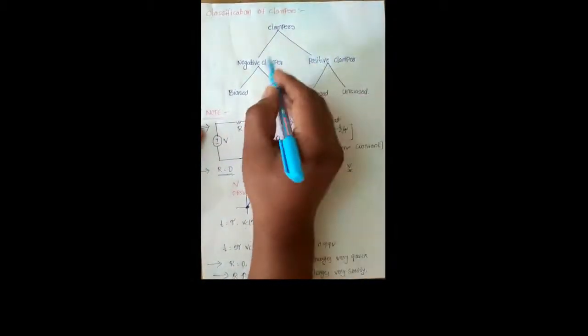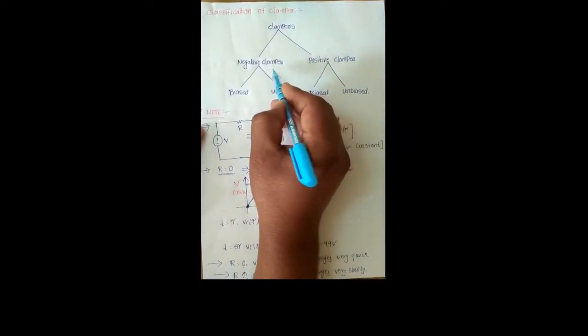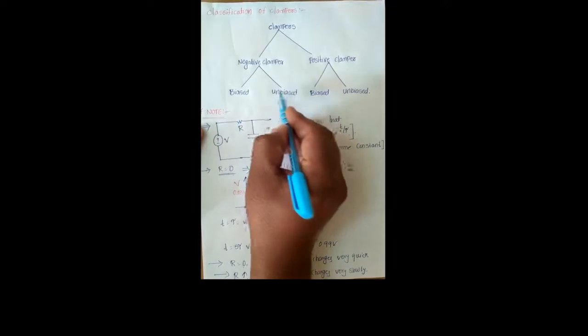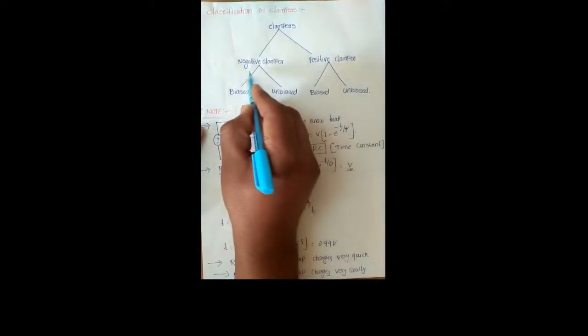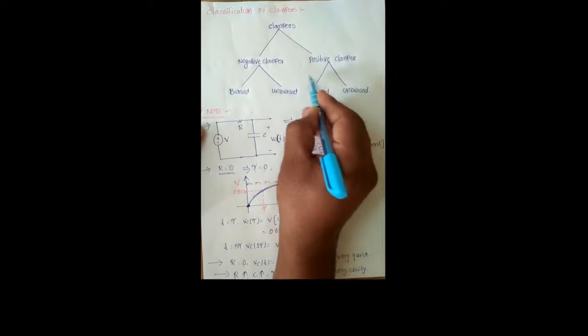The clampers can be classified into two types. The first one is the negative clamper and the other one is the positive clamper. Again, the negative clamper can be classified into two types: the biased negative clamper and the unbiased negative clamper. And again, the positive clamper circuit can be classified into two types: the biased positive clamper and the unbiased positive clamper.